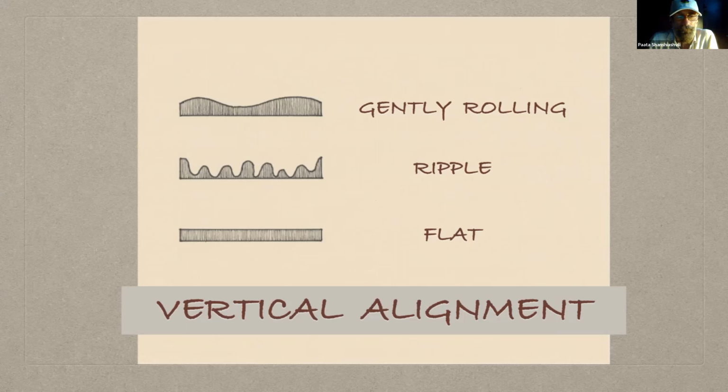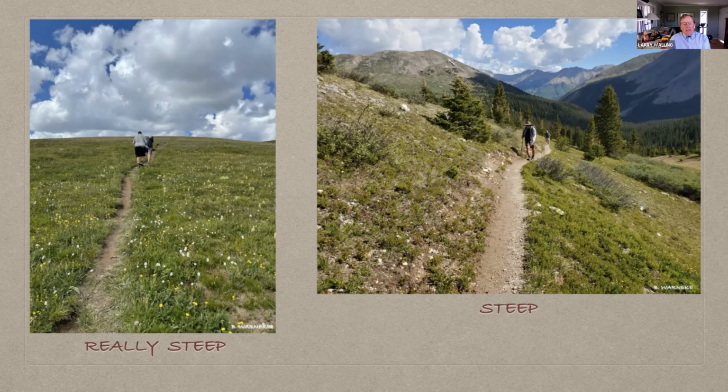Larry? So these are backcountry trails, but the same principles can apply to front country trails. The left side is a really steep trail, which you wouldn't want in a front country trail, nor would you want the grades in the picture on the right, which are too steep for a front country trail.